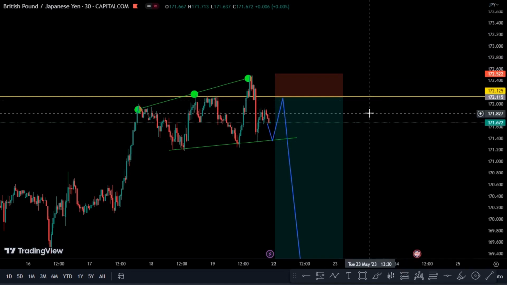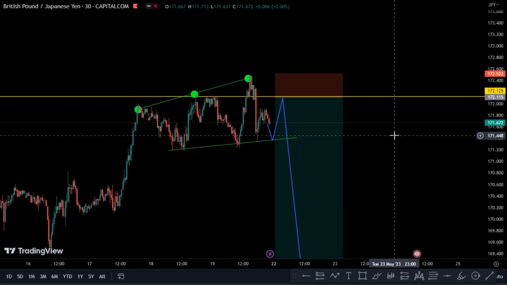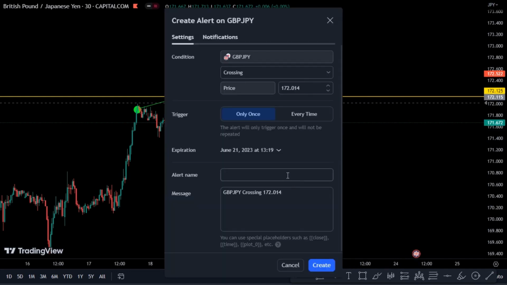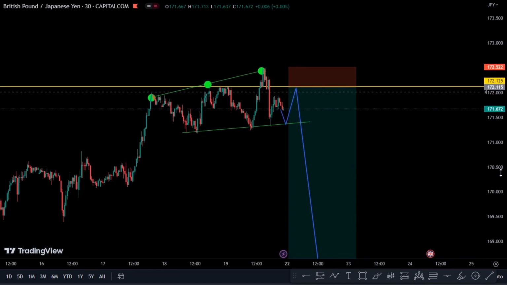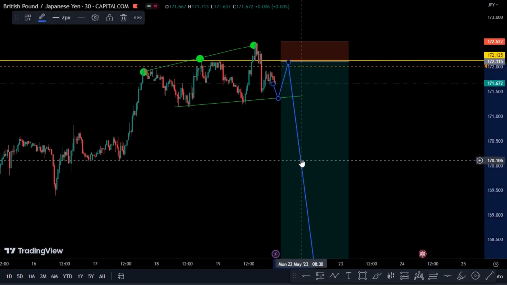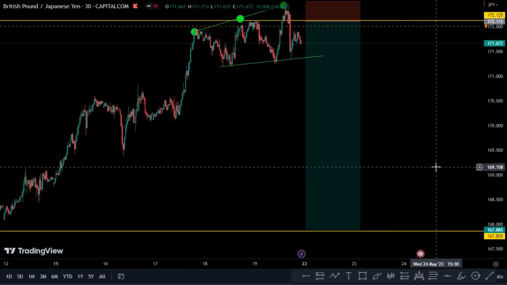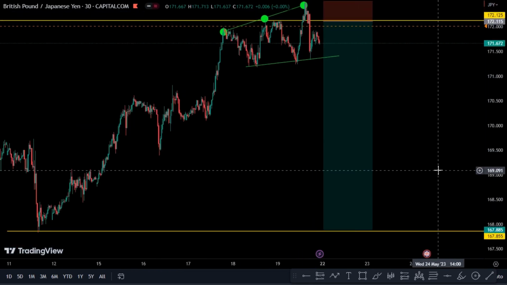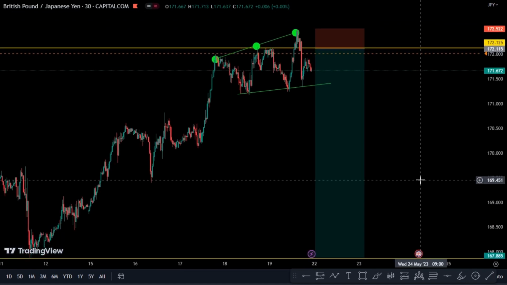So I'm going to be setting an alert here. Okay, let's set it here. Okay, and then we say look for sell. We create our alert, and then as soon as the market gets to that structure there, I will be notified to look for what I am anticipating is going to happen when it comes to GBPJPY. And that's it. That concludes our analysis for the upcoming week.